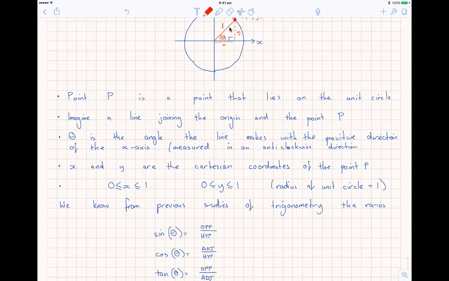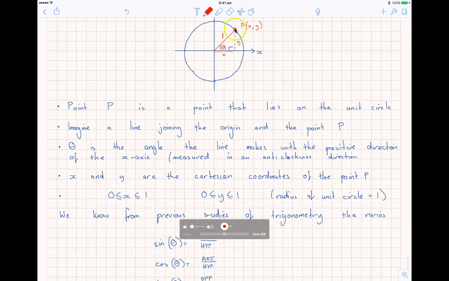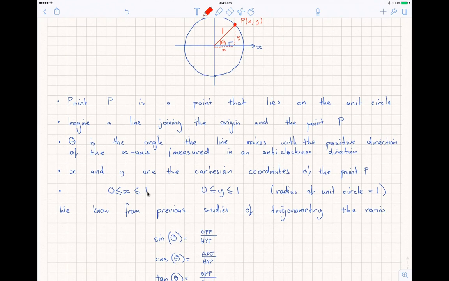So you'll notice that x and y are the coordinates of P, and our unit circle has radius 1, so the maximum values depend on where P is. If P was right up here, we'd have a y value of 1 and an x value of 0. If P was over here, we'd have an x value of 1 and a y value of 0. So we see that those Cartesian coordinates are restricted in their domain, and that's because of the radius of the unit circle being 1.